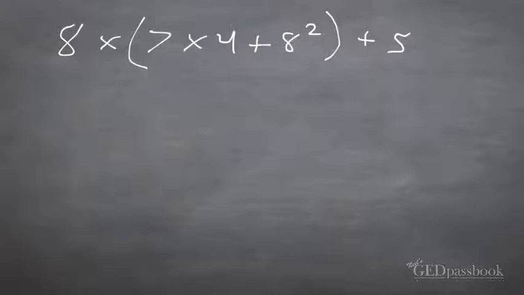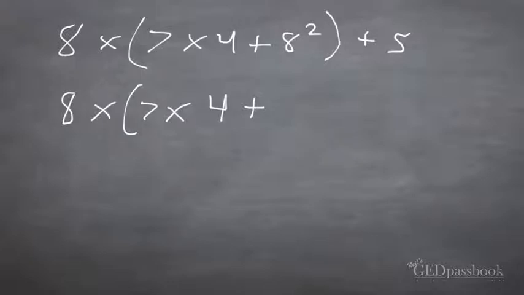So if this became 64, you know what you do? You rewrite everything, but now with your new answer. Every time you make a change, like you solved 8 squared, you bring everything down with your new changed answer. Like this became that.